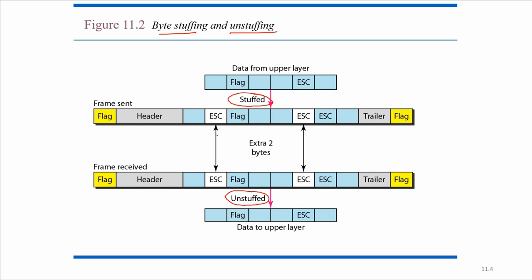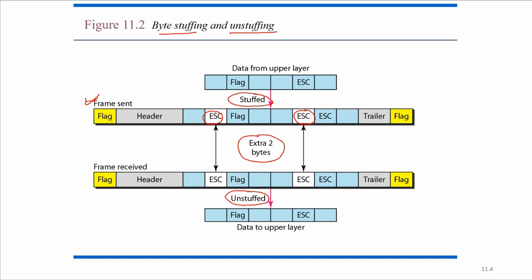to get the data that is suitable for the upper layer. Since it is a byte oriented protocol, byte stuffing is used, so extra bytes are added. Whenever there is a flag or an escape in the data, an extra escape is added near it. These are the procedures followed while doing byte stuffing. Headers, trailers and flags are added, and after adding these, the frame is sent.